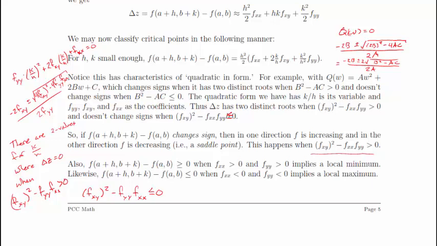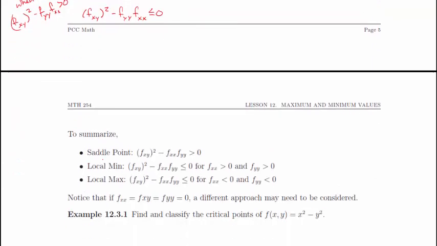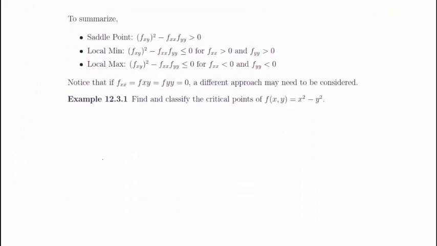So we can summarize all of this, and really the summary is what we're going to be using, that we have a saddle point if f sub xy quantity squared minus f sub xx times f sub yy is greater than 0. On the other hand, we're going to have a local min if f sub xy quantity squared minus f sub xx times f sub yy is less than or equal to 0, when f sub xx is greater than 0 and f sub yy is greater than 0. We'll have a local max if f sub xy quantity squared minus f sub xx times f sub yy is less than or equal to 0, and f sub xx is less than 0 and f sub yy is less than 0.